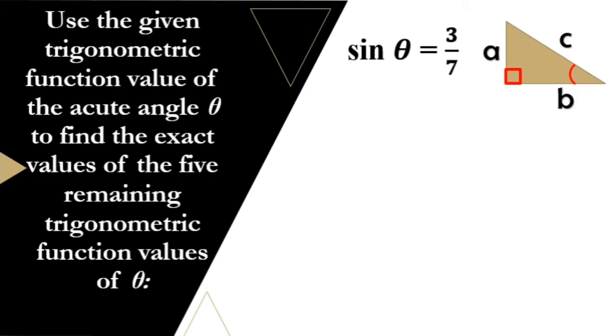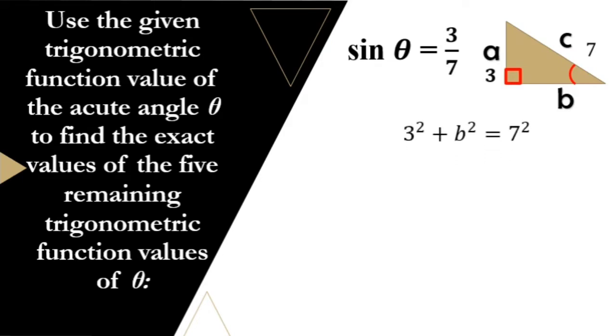Let's remember that sine is opposite over hypotenuse. So the 3 is going to end up being opposite and the 7 is going to end up being the hypotenuse. So 3 is the opposite, 7 is the hypotenuse.